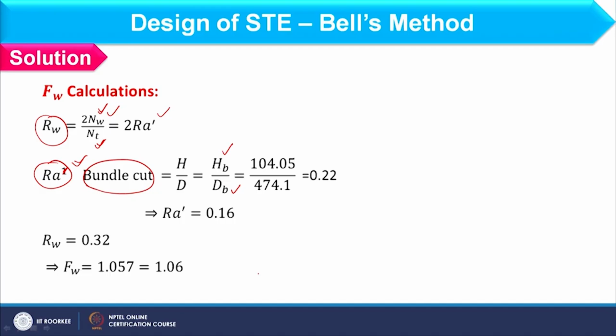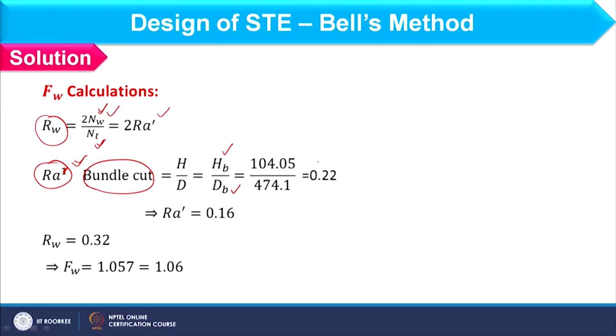So, you can understand this. I am simply explaining how to use that instead of explaining each and every parameter, right. So, if I ask you what is bundle cut, that should be HB by DB. And HB by DB values you have already calculated, so you can find the bundle cut as 0.22, right.